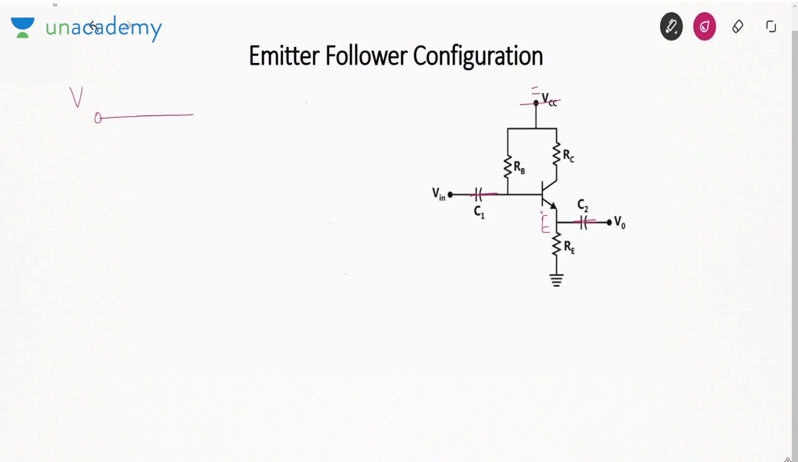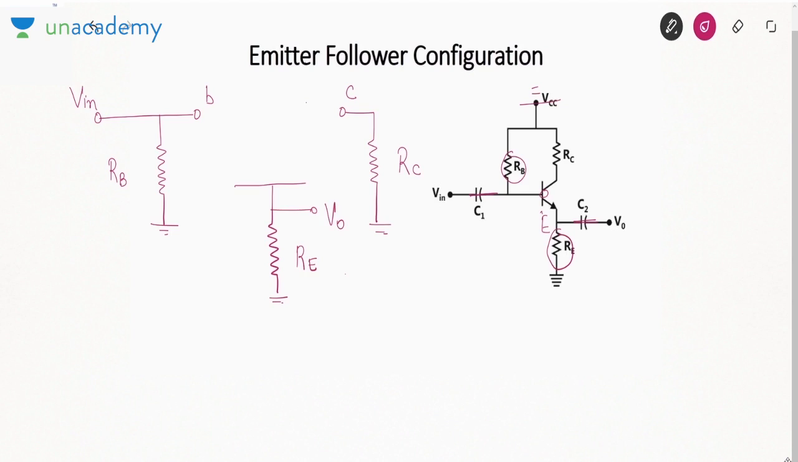See, this V in is connected to the base of the transistor. So this terminal is base. This RB is connected between base and ground. So I will show RB here. This RC is connected between collector and ground. So I will show RC like this. This RE is connected between emitter and ground. This is RE. Now we have to show the model of the BJT between base, collector and emitter. So between base and emitter I will show a resistance beta re, assuming beta is much greater than 1. Between collector and emitter I will show a current source, which is beta IB.